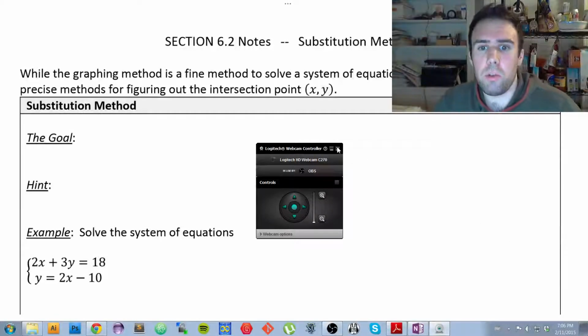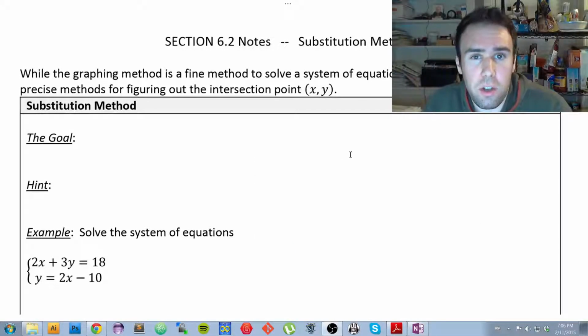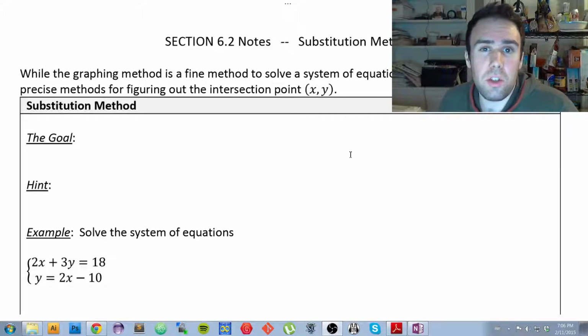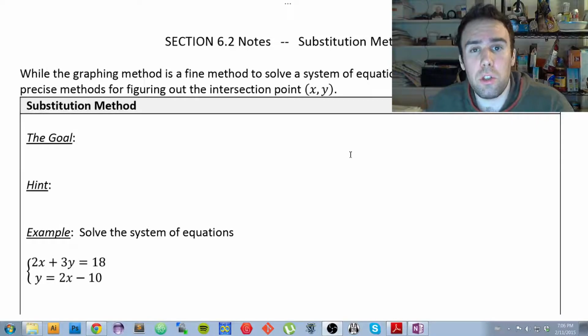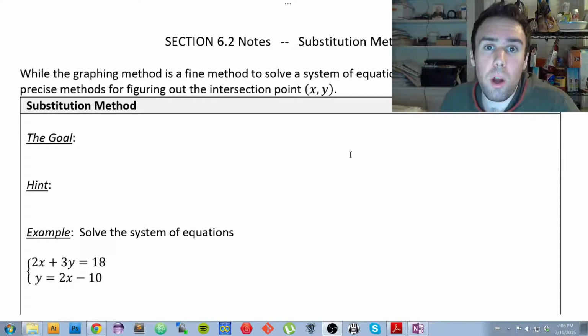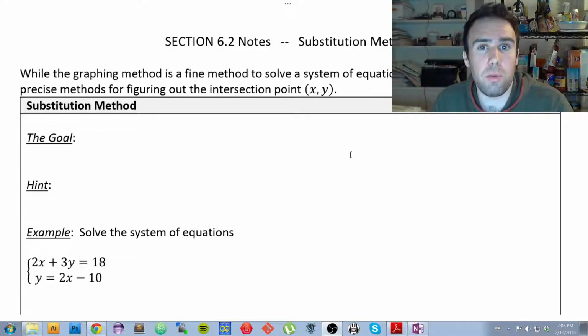Hello and welcome. This is going to be our second video on solving systems of equations, the substitution method. Now, unlike our first method, the graphing method, we're not going to be drawing any pictures. What we're going to learn is how we can use both equations simultaneously to figure out what x and y are at the same time. We're going to do some manipulations here, and the key is the word substitution.